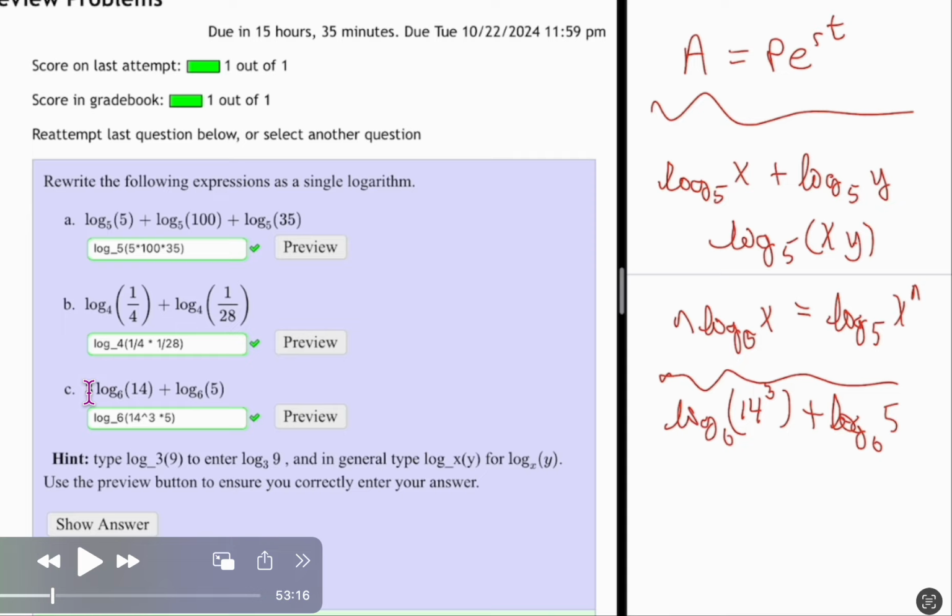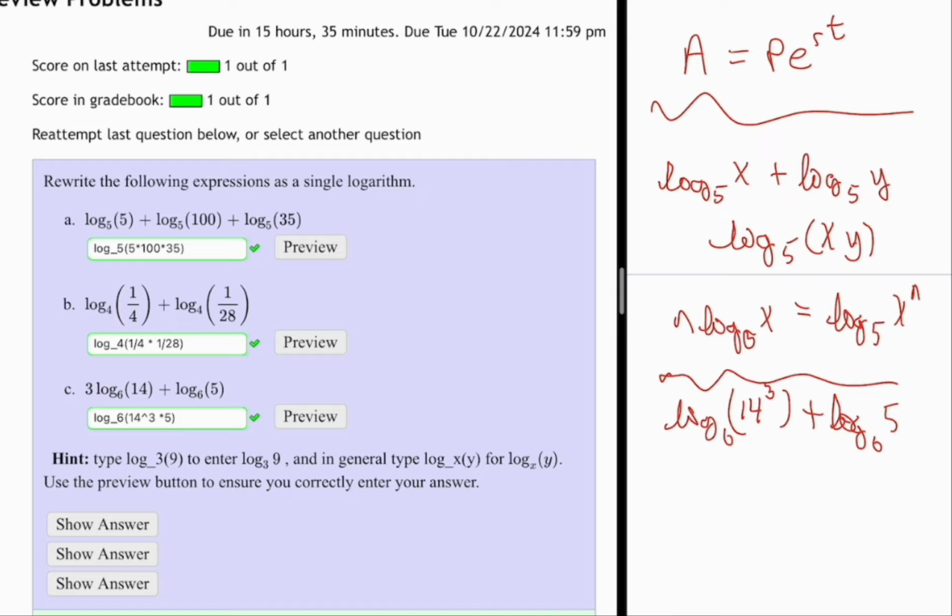So first I put the 3 onto the 14, as we see here, and then I notice it's an addition, so then I'm going to multiply them inside of one logarithm. So my final answer is log base 6, so log underscore 6, of 14 to the third times 5. And then make sure your preview is what you think it is before you hit submit. So there's question 15.